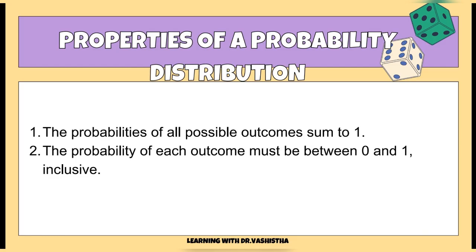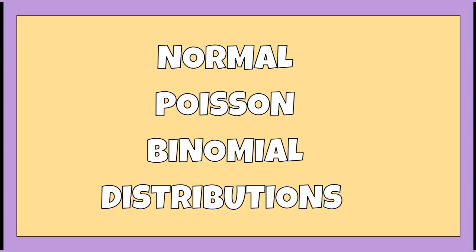The major two properties of a probability distribution are given above. The first property says that the sum of the probabilities of all possible outcomes is always equal to 1, and the other is linked to the first one, where it says that the probability of each outcome must be between 0 and 1, inclusive. Now, based upon the types of probability distribution, that is discrete and continuous, we'll now study these distributions. Like we studied under the two different examples, normal, Poisson and binomial distribution. So we'll start with them now.